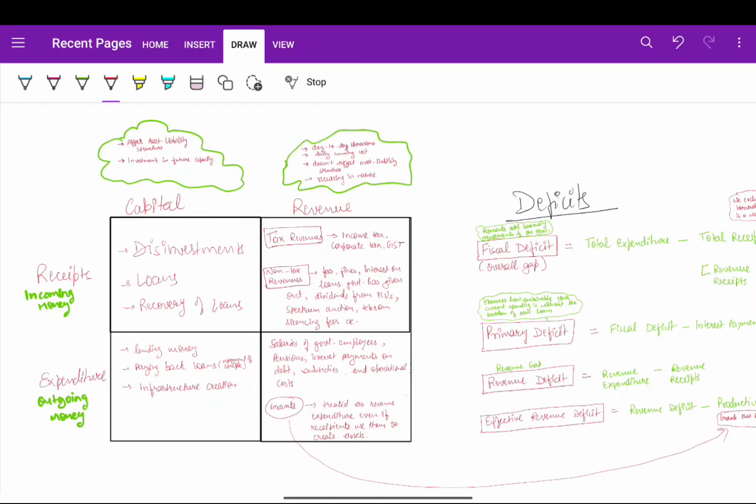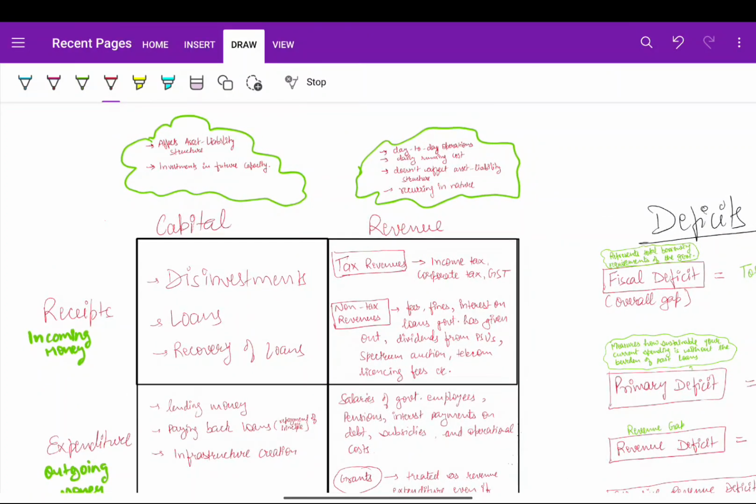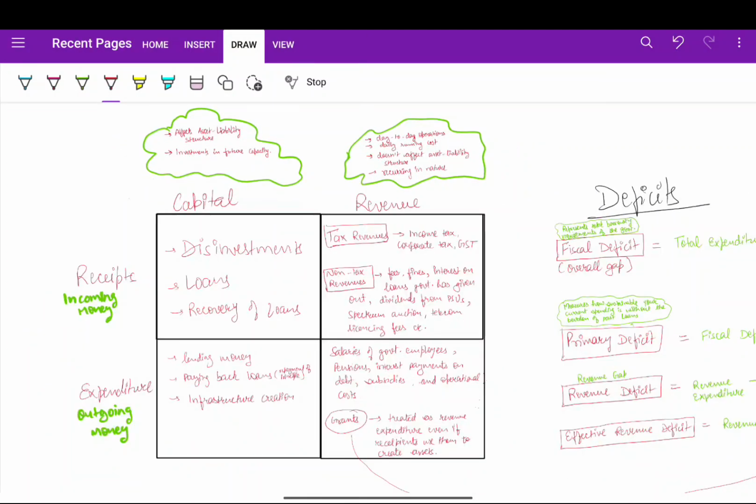Today we are going to see some basic things about budget calculations. We have some basic concepts that we need to look at. We have things like capital receipts, capital expenditure, revenue receipts, and revenue expenditure. Now, a receipt is something that is incoming money, and an expenditure is something that is outgoing money, right?